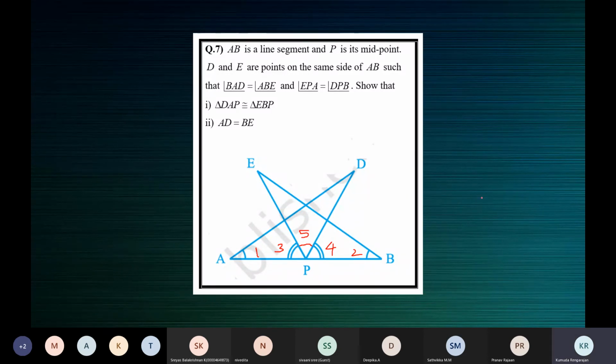Yes, you must actually write something in your book. Otherwise, just looking at the figure will not give you any idea. It's given here that you'll have to prove that DAP is congruent to EBP. So write out in triangle DAP and triangle EBP. List out the equalities you have.